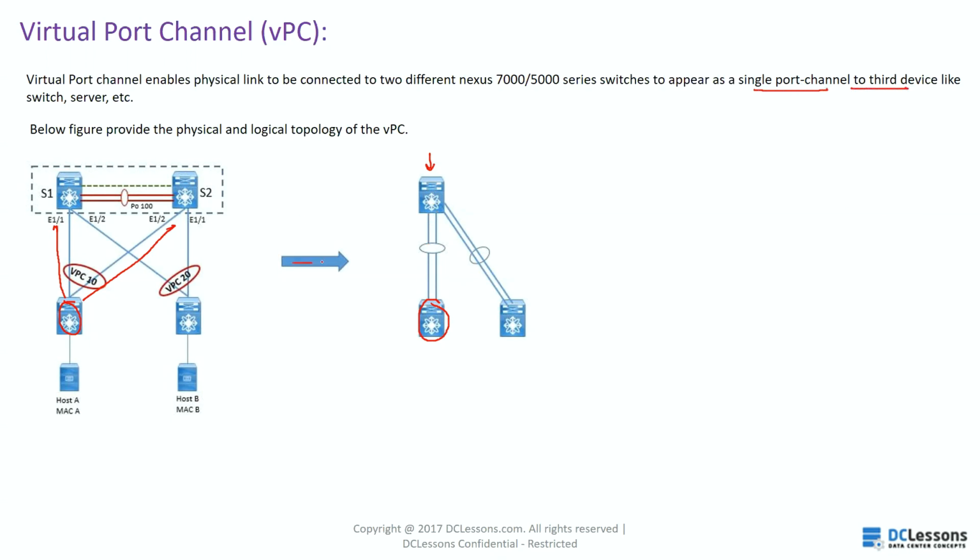So this is your basic logical topology where you have two different switches which are connected to a VPC domain via port channel. And if you see the logical topology, this is switch 1, this is switch 2, and this is your VPC switch, right?